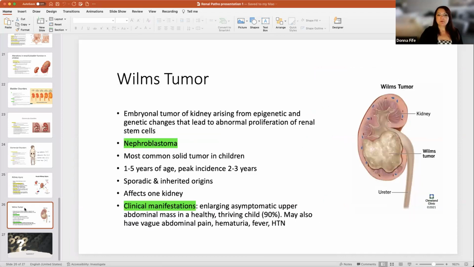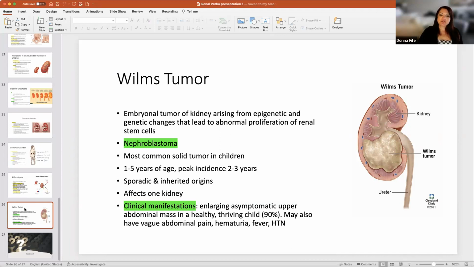And finally, we'll go over Wilms tumor. This is an embryonal tumor of the kidney arising from epigenetic and genetic changes that lead to abnormal proliferation of renal stem cells. This is a nephroblastoma, and is the most common solid tumor in children 1 to 5 years of age, and the peak incidence is 2 to 3 years of age. There's sporadic and inherited origins, and this does only affect one kidney.